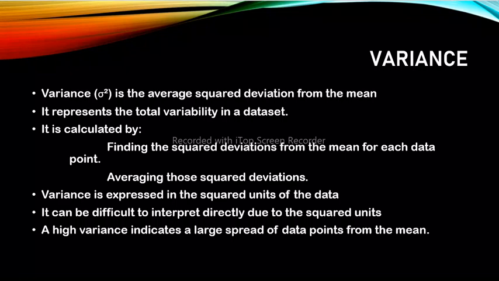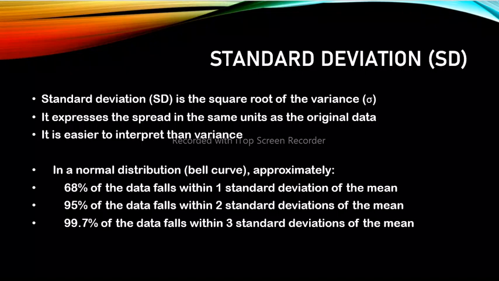Imagine a normal distribution bell curve. A high variance translates to a wider curve, indicating more data points are farther away from the central value, the mean. Next is standard deviation. SD is the square root of the variance. Variance is denoted by sigma square, and standard deviation is denoted by the symbol sigma.